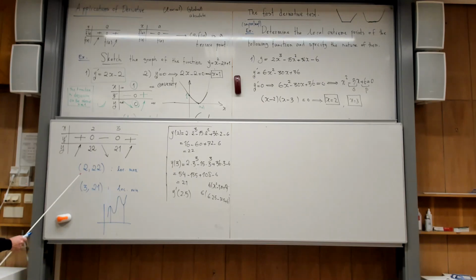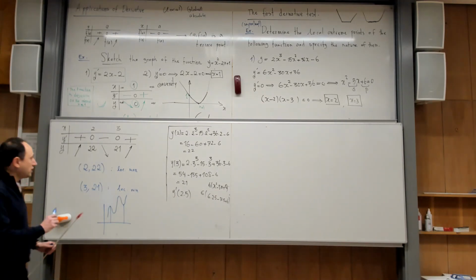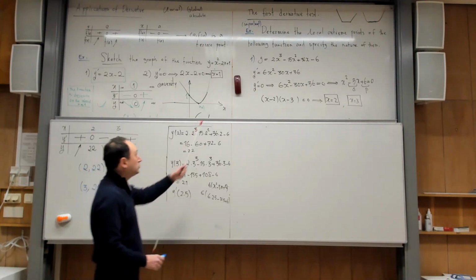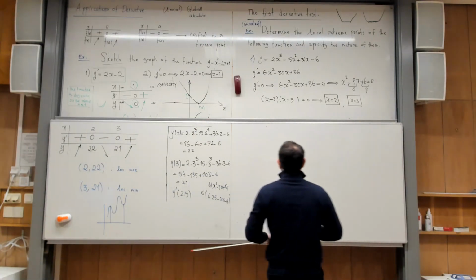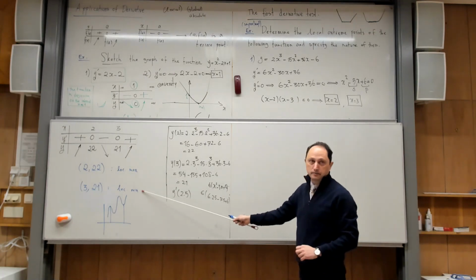So now we have a local max and a local min. Let us try, this is not part of this one, but let us try to understand the graph of this function, even though this is not part of this problem. In this section, you need to understand this, and this is finalized here. Yes?